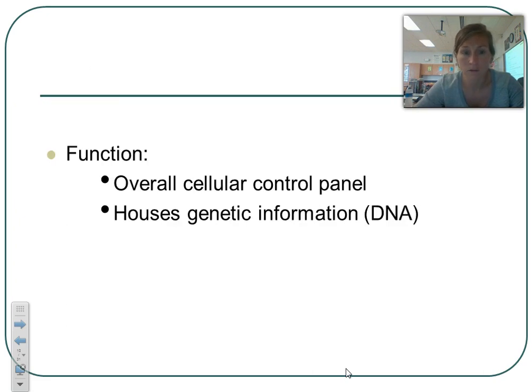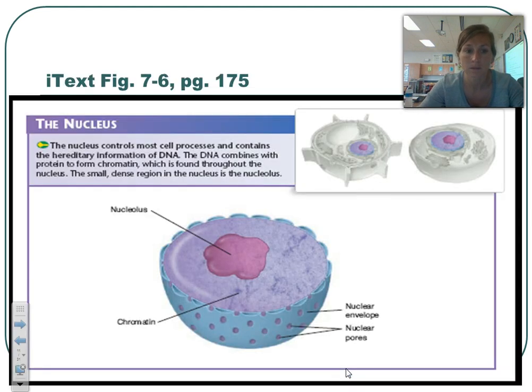Now the function of the nucleus is it's the overall cellular control panel, so it tells everything else what to do. And then of course it houses the genetic information, or the DNA. Here is a picture. Again, it's a different picture, but you can look on your note-taking sheet that the nuclear membrane looks very similar. The nucleolus looks a little flatter, obviously, because this is two-dimensional, but it would be that center region within the nucleus, which again produces ribosomes.